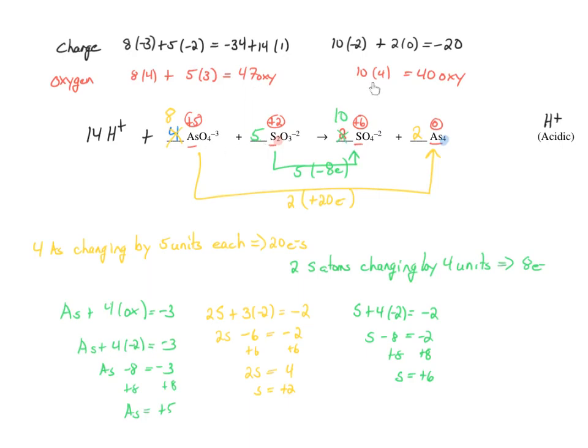On the product side, we have 40 oxygens. So to balance the oxygens, we need an additional 7 oxygens on the product side. So that means we need 7 waters. All right, so now if we've done everything right, our hydrogens also balance. 14 hydrogens were balanced, so we're done.